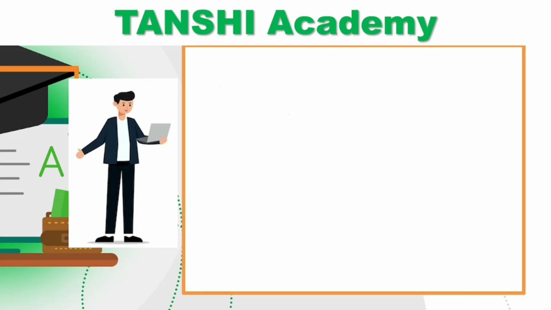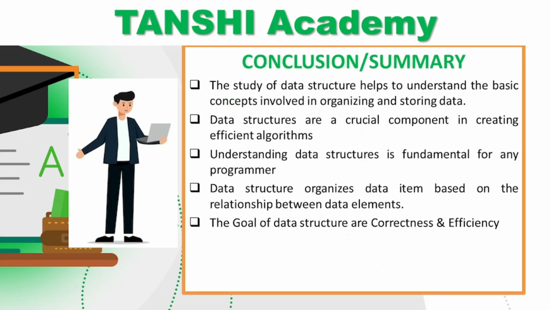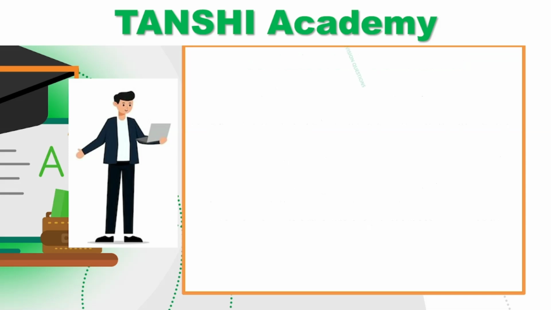Now, in summary, the study of data structure helps us to understand the basic concepts involved in organizing and storing data. Data structures are crucial components in creating efficient algorithms. Understanding data structure is fundamental for any programmer, which means that as you are future programmers, as I know, you need to understand data structures to be able to develop good software. Data structure organizes data items based on the relationship between the data elements. And of course, the two primary goals of data structure are correctness and efficiency.